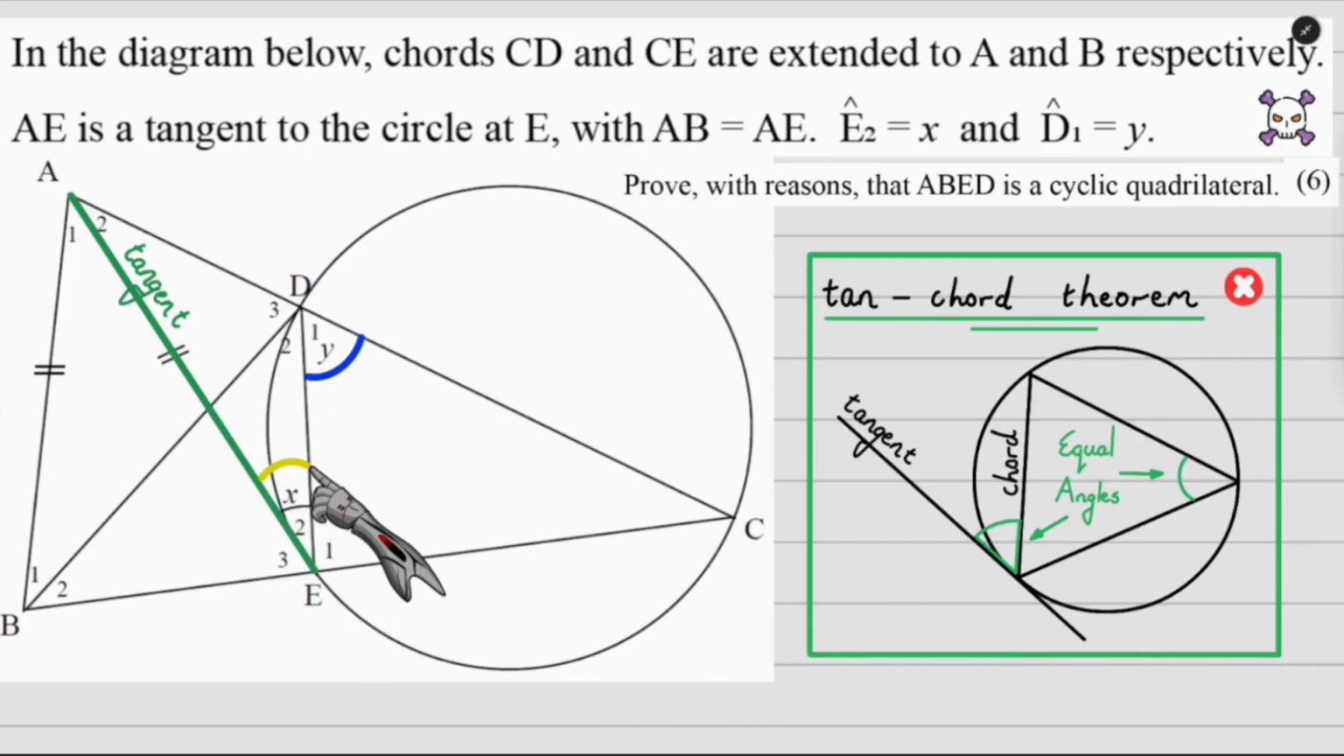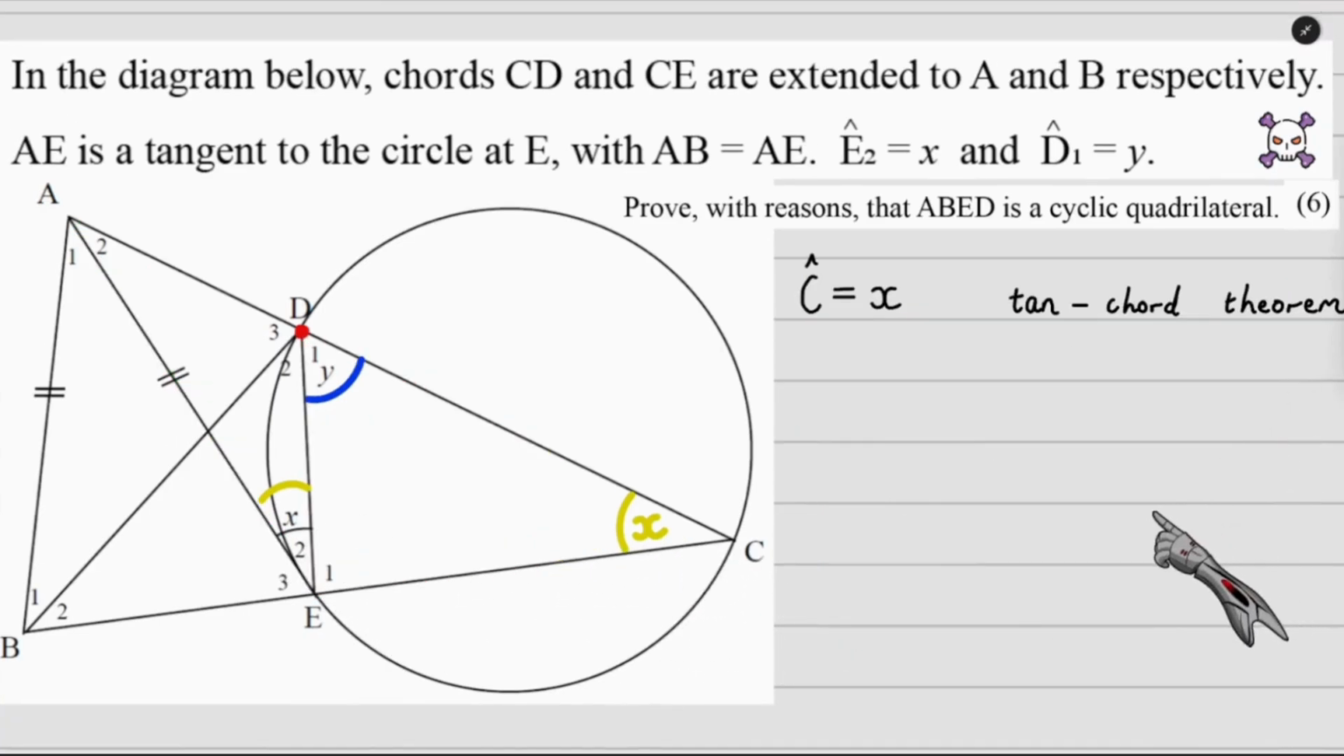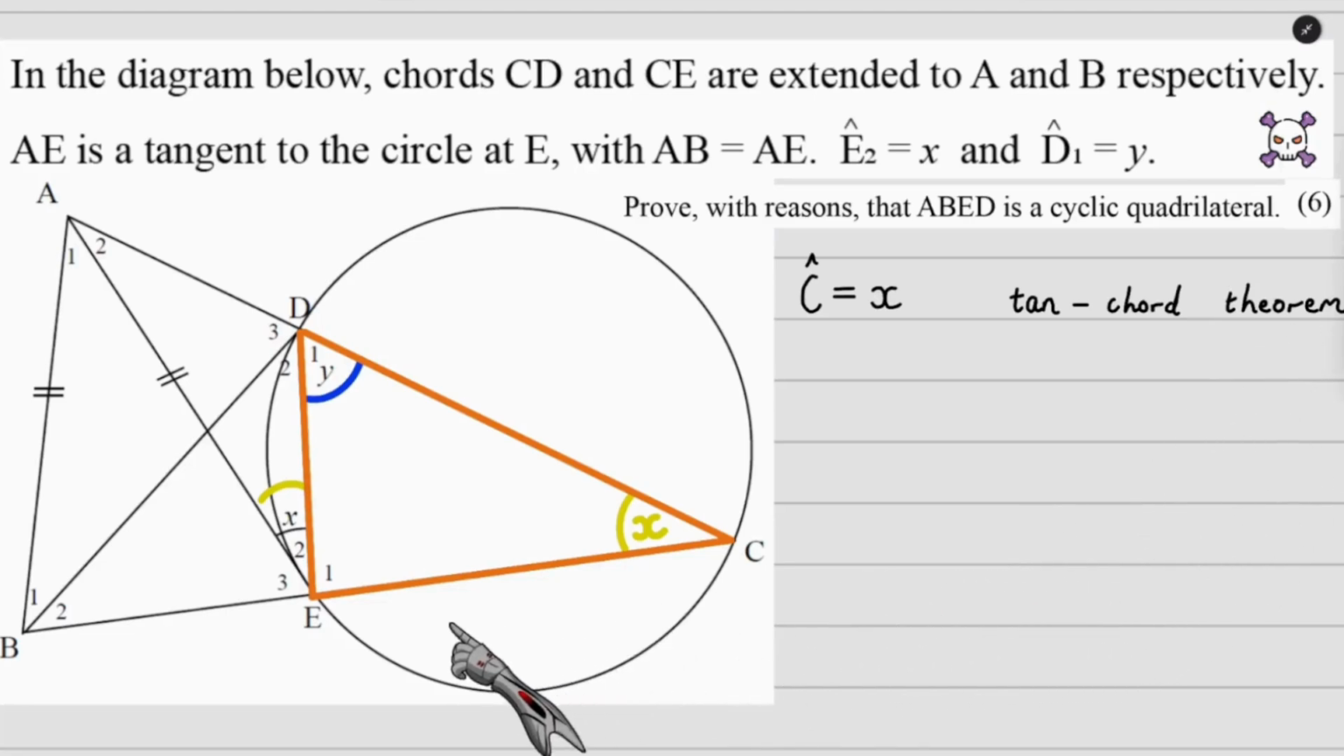Okay, so we look at the other line that x is touching. It's touching the line DE, which will be our chord, and then we follow that chord down and down again, and it takes us to an angle that's equal to x. So now we know that C equals x due to the tan chord theorem. And now if I have a look, I can see x and y are inside of a triangle, triangle DEC. And if I just extend the line EC, then we can see we've got an exterior angle of this triangle formed by E2 plus E3.